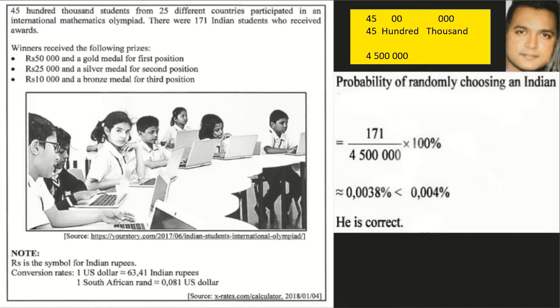So taking 171, dividing it by 4,500,000 and multiplying by 100%, because remember they spoke about percentage probability, we'd get an amount of approximately 0.0038. And obviously comparing this to what Vijay spoke of, he spoke of it being less than 0.004%. Now obviously you can see clearly that the number is smaller than 0.004%, and remember, always put your justification.